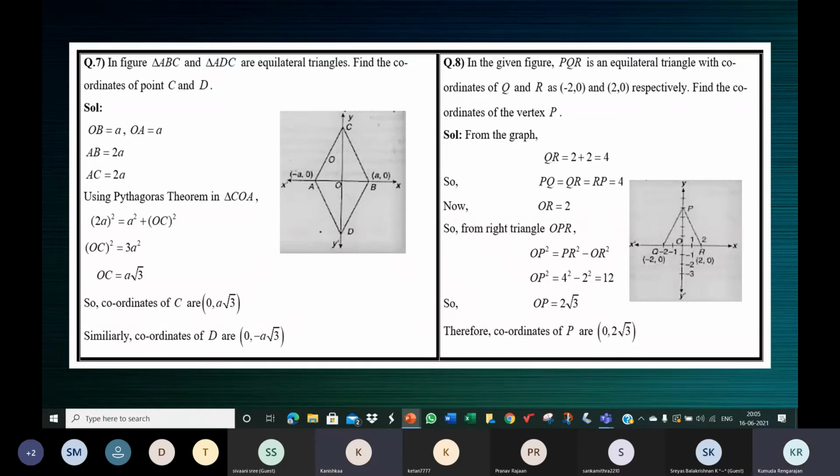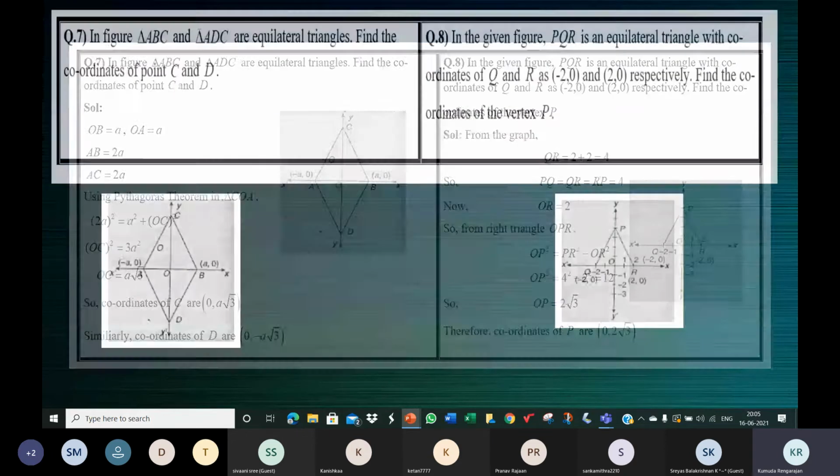So this is an important question from coordinate geometry. Given this kind of question where you have to find the coordinates of the vertex of an equilateral triangle.